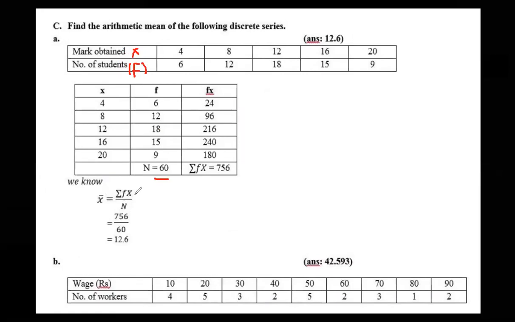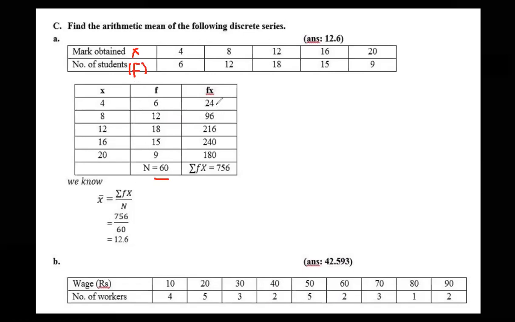What do we need? We need fx. So fx is f into x. So let us find fx over here. Write fx, multiply f into x. That means 6 into 4, 24. 12 into 8, it is going to be 96. 12 into 18, it is going to be 216. Multiply this one to 40. 20 into 9, it is going to be 180.